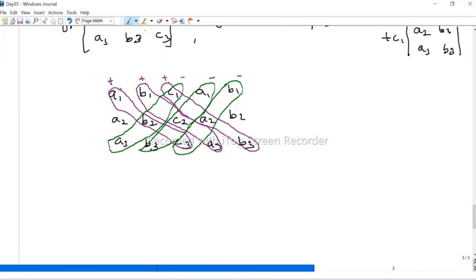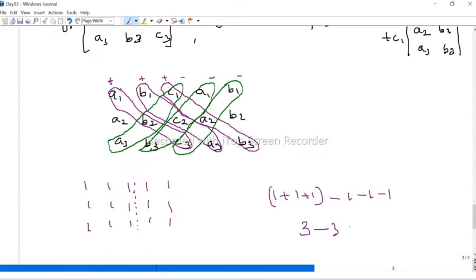For example, if we take a special matrix where everything is 1. Now I am writing the first column and the second column. Our original matrix is a 3 by 3 matrix. The product of each diagonal is 1, therefore 1 plus another diagonal 1 plus 1. Then the off diagonal values: minus 1, minus 1, minus 1. Therefore 3 minus 3 equals 0. Therefore the determinant of this 3 by 3 matrix is 0.